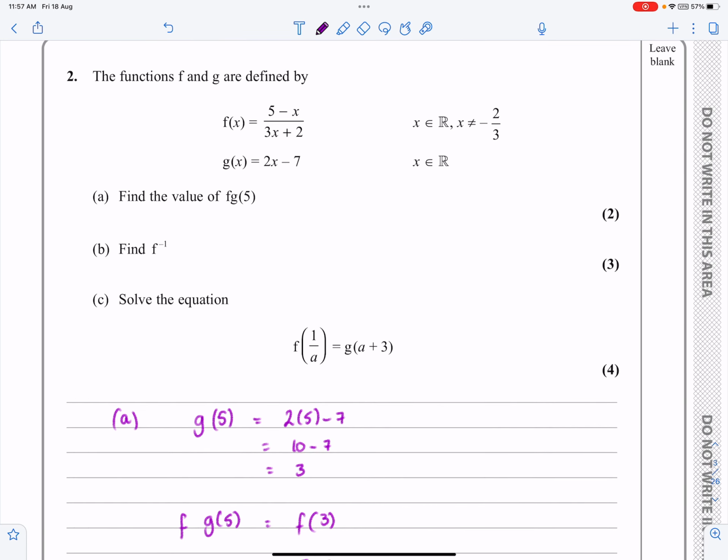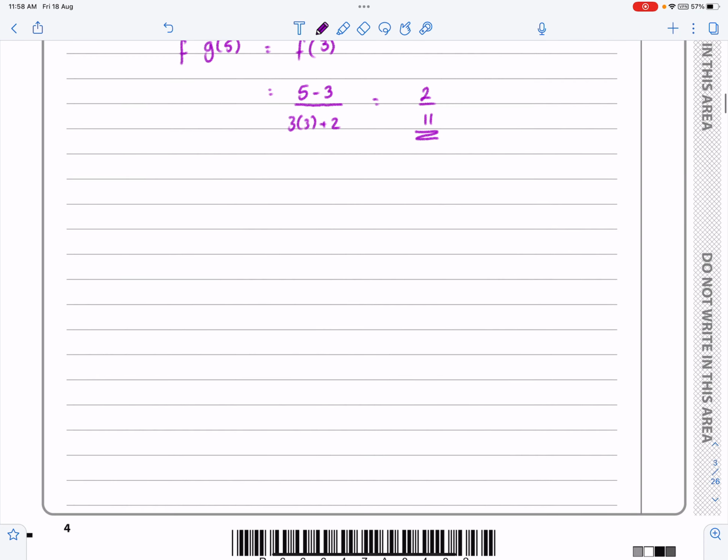Second part says find the inverse of f. Okay, we can do that. So B, we had that f(x) was equal to 5 minus x all divided by 3x plus 2. Remember, our domain was x not equal to minus 2/3 there, because we'll need to put a domain on our inverse when we're doing it. How do we do these? We just set y equals our function, which is that. And now all we need to do is to rearrange to make x the subject of this.